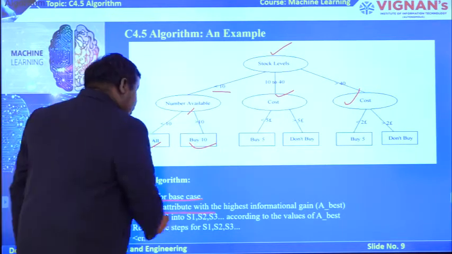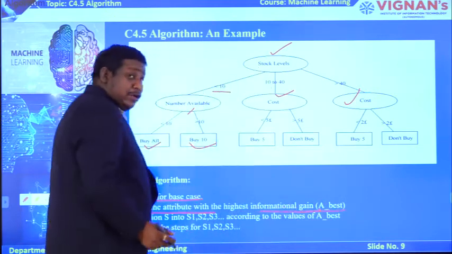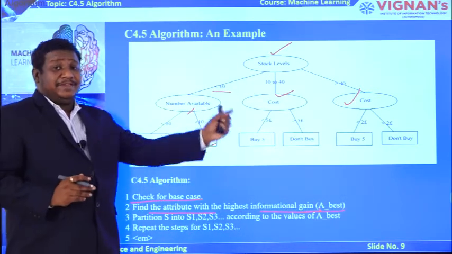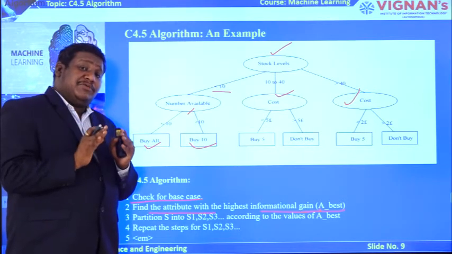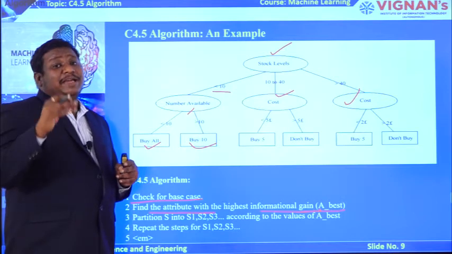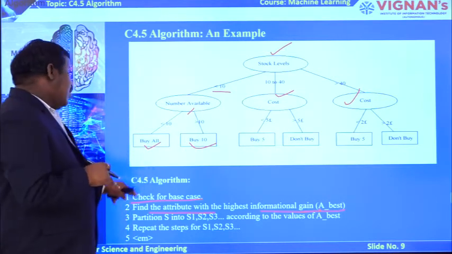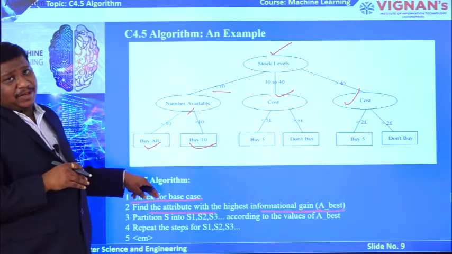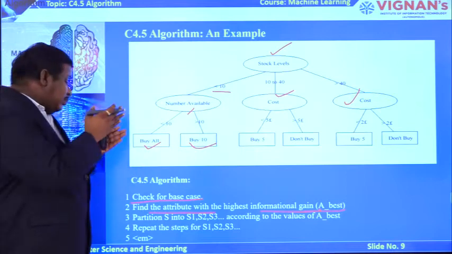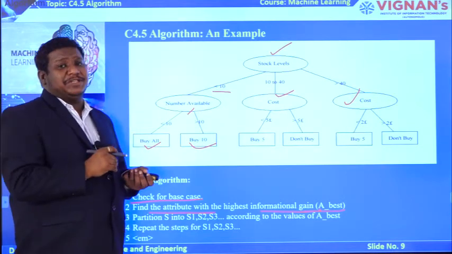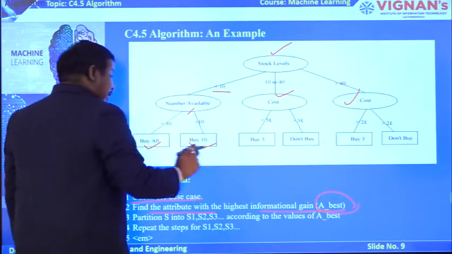Find the attribute with the highest information gain, that is A best. I told you during the ID3 algorithm, whenever you are working with the algorithm, you need to have maximum information gain and minimum entropy value. Similarly, here also, for the same set S, you calculate the information gain such that the attribute is having the highest information gain, and that can be represented as A best, attribute best.